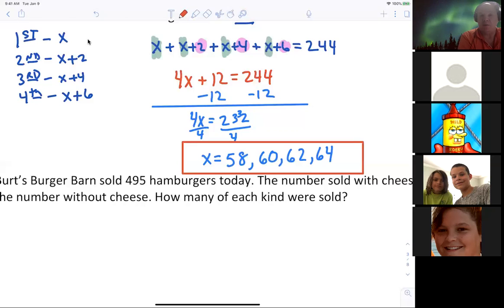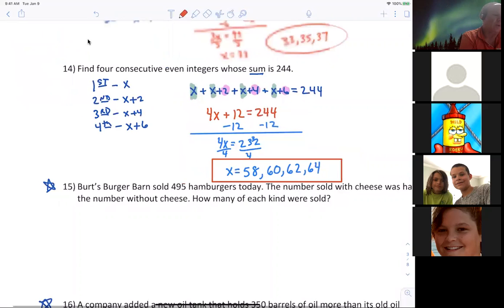Any questions? Yeah. How would you notice the x equals 58, 60, 62? How would you know when that happens? Well, because you have to read the question.